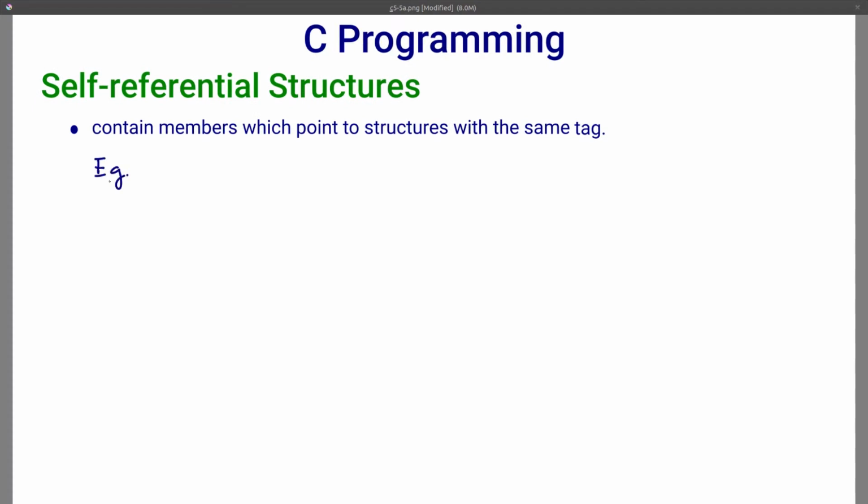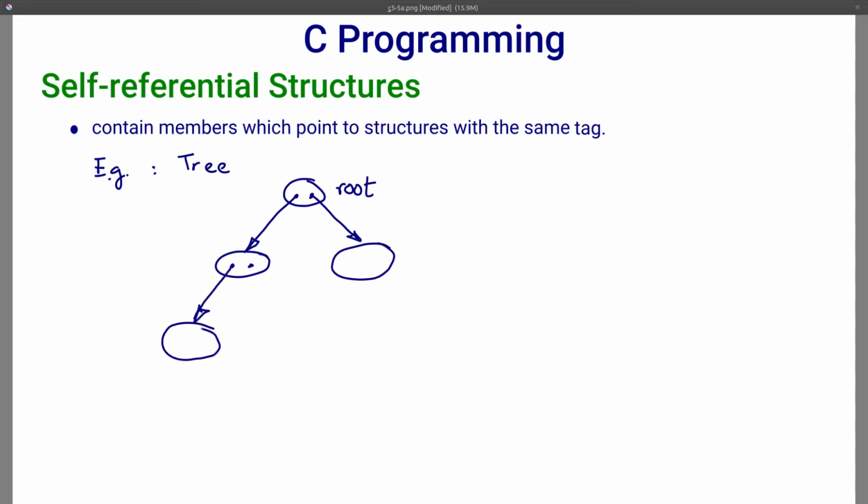As another example, consider a tree. A tree is a collection of nodes starting with a root node. Each node has data fields and pointers to children nodes. The constraints are that no pointer may be duplicated and no node points to the root.